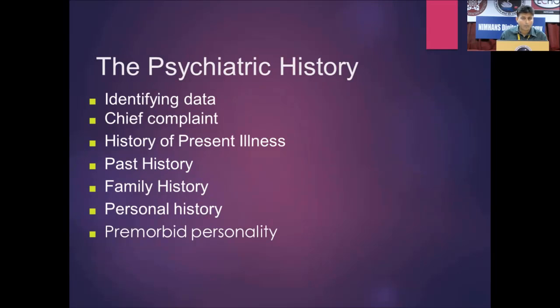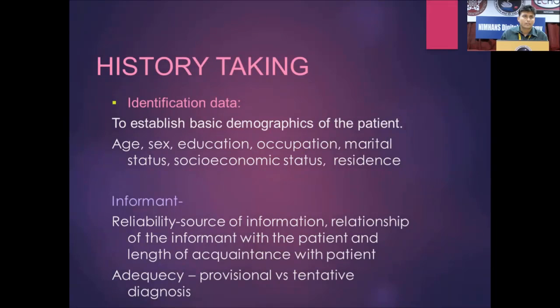The basic steps involved in psychiatric history are this is the format in which we need to record the history. First, identifying data, then chief complaints, then history of present illness, then past history, family history, personal history, and pre-morbid personality. So today in this didactic, I will be discussing the subheadings under each of these components of history taking. Now coming to the identifying data, these are the things you need to document.